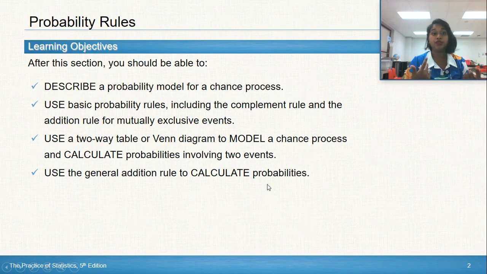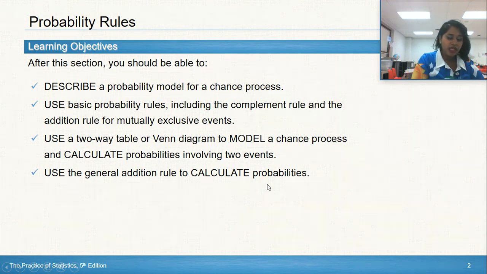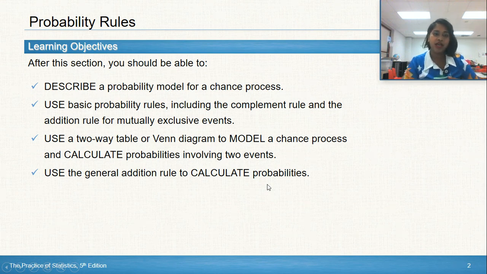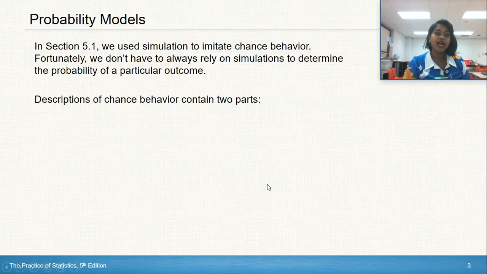We will learn how to use and more than likely interpret two-way tables and Venn diagrams to model chance processes. We'll be able to calculate probability involving two events. And again, usually that's from a two-way table or a Venn diagram. And we'll use the general addition rule to calculate probability. So again, this is a little bit more of our math portion. It's not crazy math, but it is probabilities math. So let's dive on in.